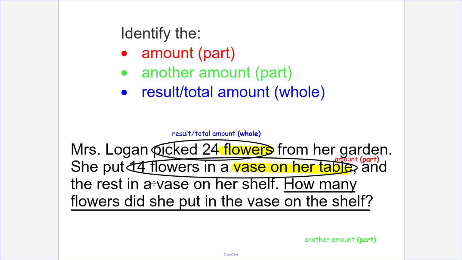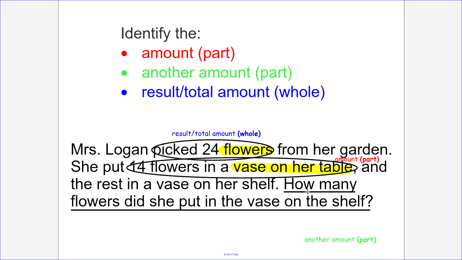She put some of the flowers in a vase on her table. She put the rest of them in a vase somewhere else. The fact that this is a vase on her table makes it different from the other vase. It makes it different from where she put the other flowers. So this is one of the amounts. Now look at the question. How many flowers did she put in the vase on her shelf? Do you see any keywords that help you know that this is also an amount?